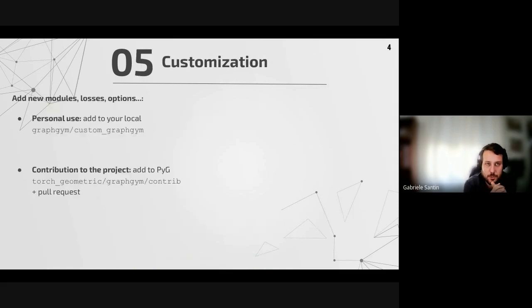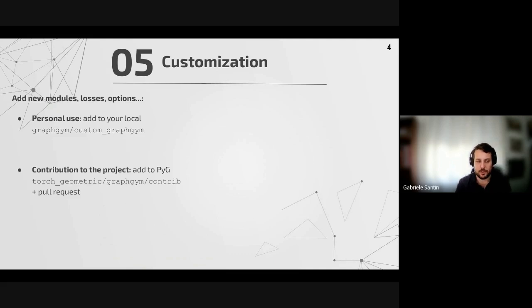So you have seen that at the moment, for example, for the loss, there were only 2 options implemented, while within PyTorch Geometric, there are a lot of them. And it's the same for architectures and everything. So there is also an official way to customize this tool. And you can register new modules, losses, options, whatever. And you can do it either for, let's say, personal use, so you can have your local folder, as I showed you on my computer, and you can register your own.